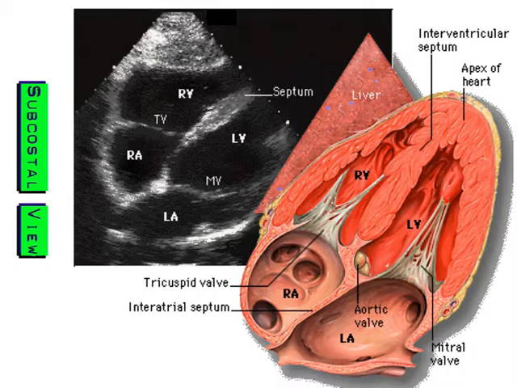When you have a nice view of the subxiphoid, though, this is the kind of stuff you're looking for. Again, RV, LV, RA, LA, and we can see the mitral valve between the LA and the LV, the tricuspid valves between the RA and the RV, the liver being at the top of the screen.